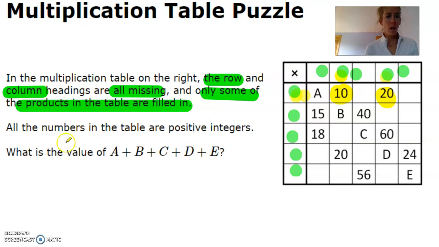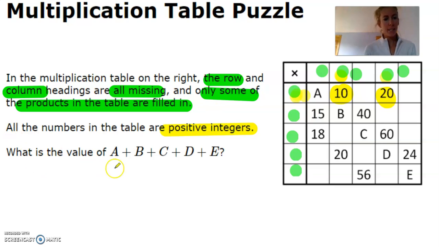Oh, man. All the numbers in the table are positive integers. That means they're all positive numbers. Like, they're not negative 15 and negative 18 and negative 20 and negative 56 and negative 40 and negative 60 and negative 24 and negative 20 and negative 10. No, they're all positive numbers. And integers, they are whole numbers. There's no decimals or fractional numbers in here, okay?